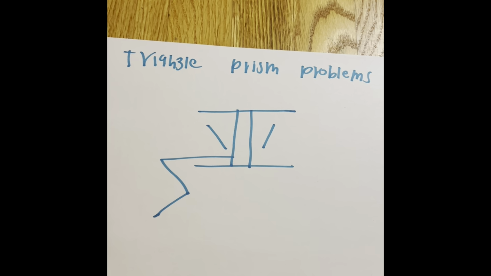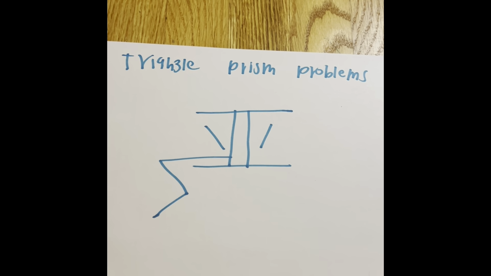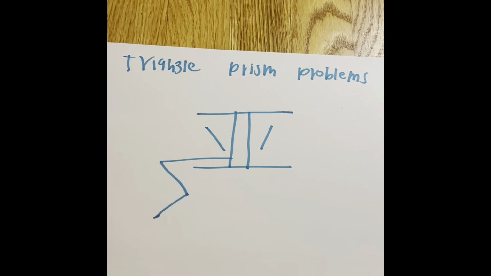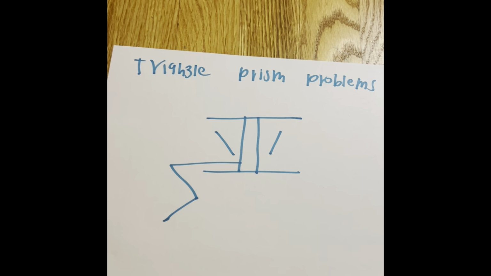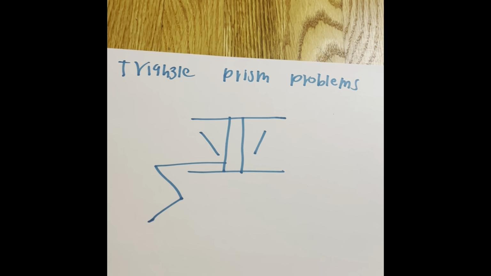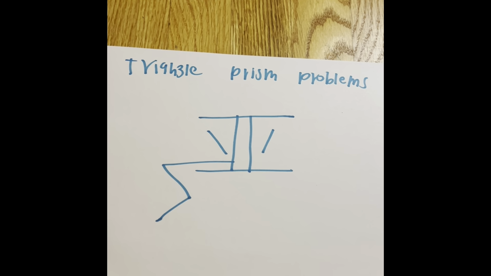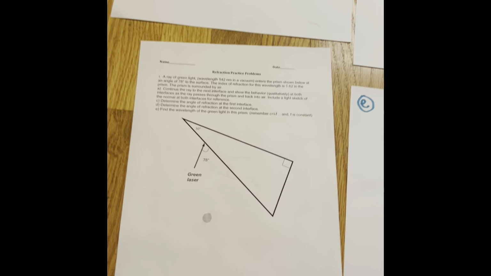We also understood Snell's law, which helps us understand at what angle the light is refracting from the normal line, meaning the angle the light is going through that medium. So here is the triangle problem.